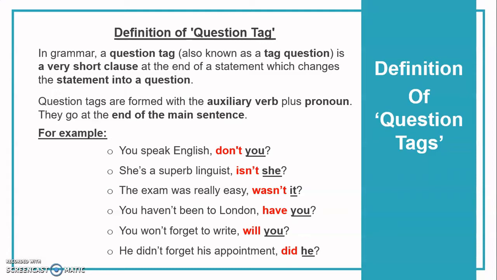So I put the auxiliary verb in red color and the pronouns are underlined. Try to see. The exam was really easy, wasn't it? You have been to London, have you? You won't forget to write, will you? He didn't forget his appointment, did he?